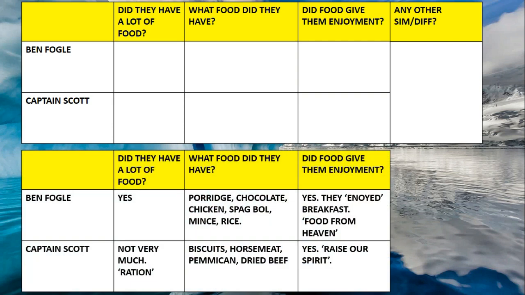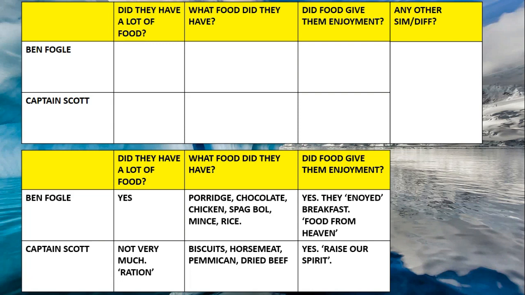Okay, so first of all, did they have a lot of food? Ben Fogle, yes. Captain Scott, they didn't have much, and what they did have was rationed, so they had to save. What food did they have? Ben Fogle, they had porridge, chocolate, chicken, spag bowl, mince, rice and other things. Captain Scott, what did they have? They had biscuits, horse meat, pemmican, dried beef, but they had to ration these. They were coming to their last supply of them.